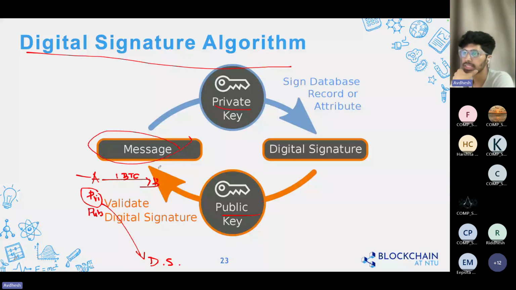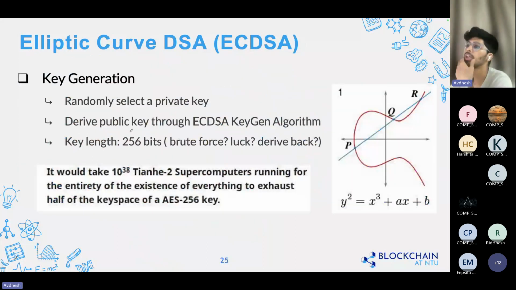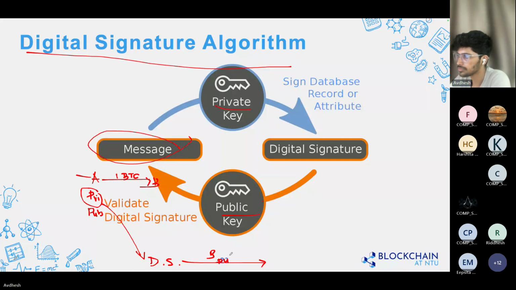I'll show you the math later, I have a few formulas, but I'll just explain it right now. This transaction message with Alice's private key will form a digital signature. And if we have to decrypt the digital signature, what we'll have to do is use Bob's public key to decrypt it so that we can get the message back.